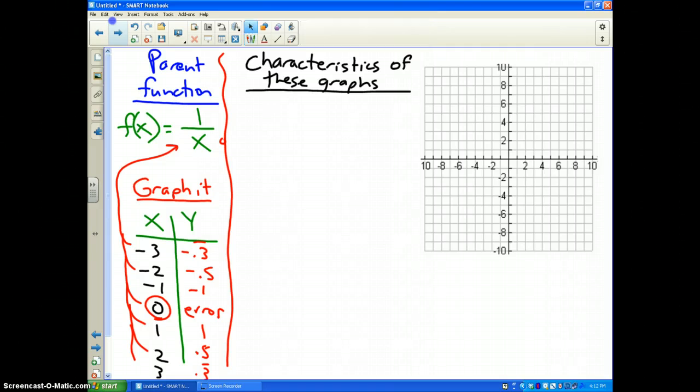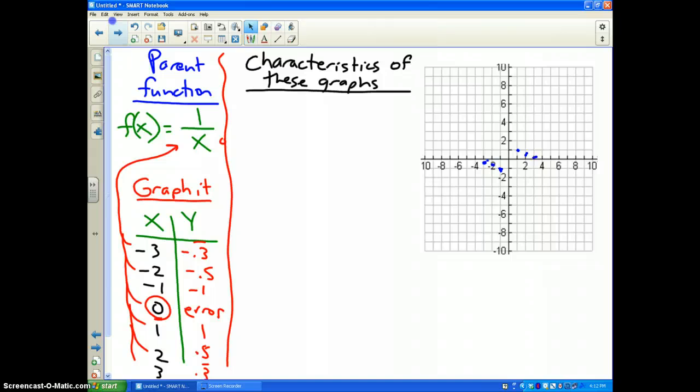All right, so let's go over here to the graph, and let's plot these as good as I can on this smart board. -3, -0.3 repeating would be about right there. -2, -0.5 is going to be about right there. -1, -1 is about right there. 0 is an error. I can't do that one. 1, 1 is about right there. 2, 0.5 is about right there. And 3, 0.3 is going to be out there.